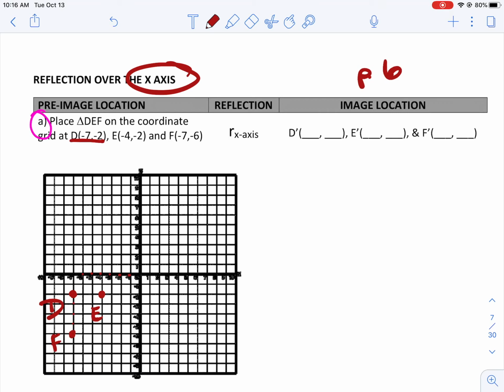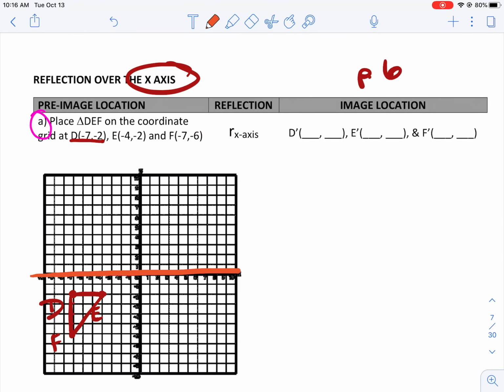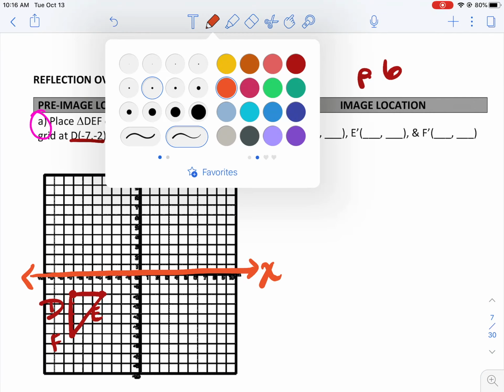Okay, so we get a sense for what this triangle looks like. Now we're going to reflect over which axis? The x-axis, okay? So when we do that, again, here's our x-axis. I'm going to label it.